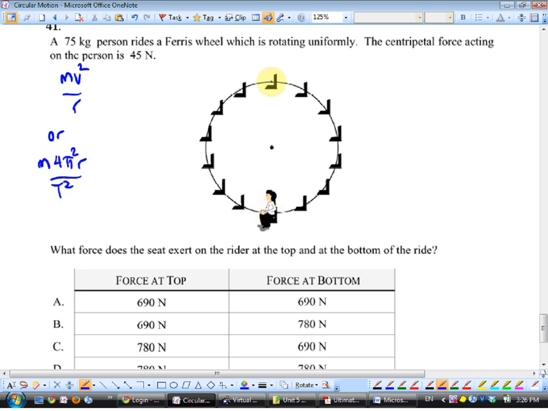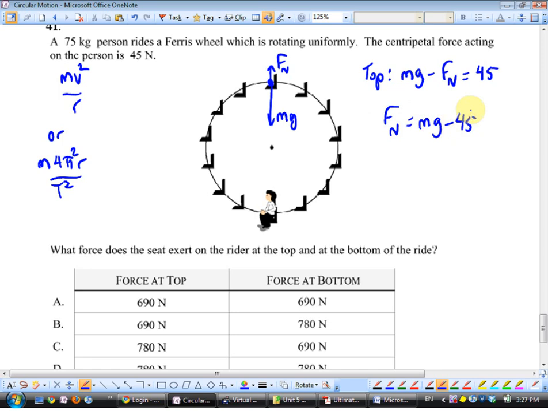At the top, what are the forces acting on this person? Get the obvious one. Gravity, which way? Down. Which way is the normal force here? Why did I draw it smaller? Because I know the net force has to be towards the middle because it's moving in a circle. At the top, I'd have mg minus Fn equals 45. I'd have the normal force equals mg minus 45. I'm going to show you, by the way, we don't even actually need to crunch the numbers for this one. We can figure it out by being clever.